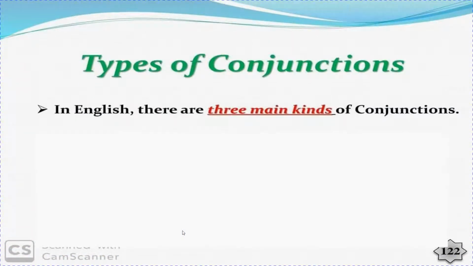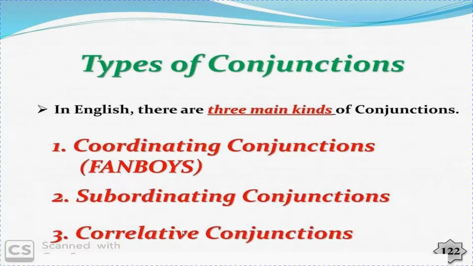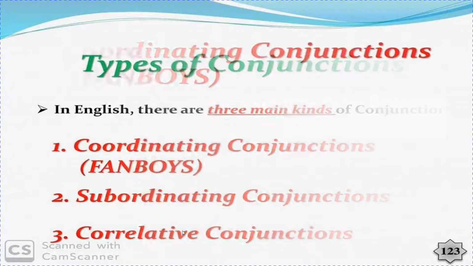Now let's learn different types of conjunctions. In English, there are three main kinds of conjunctions. Number one, coordinating conjunctions, also known as FANBOYS. In my next slide, I will explain why it is so. Next is number two, subordinating conjunctions. And the third one is correlative conjunctions.